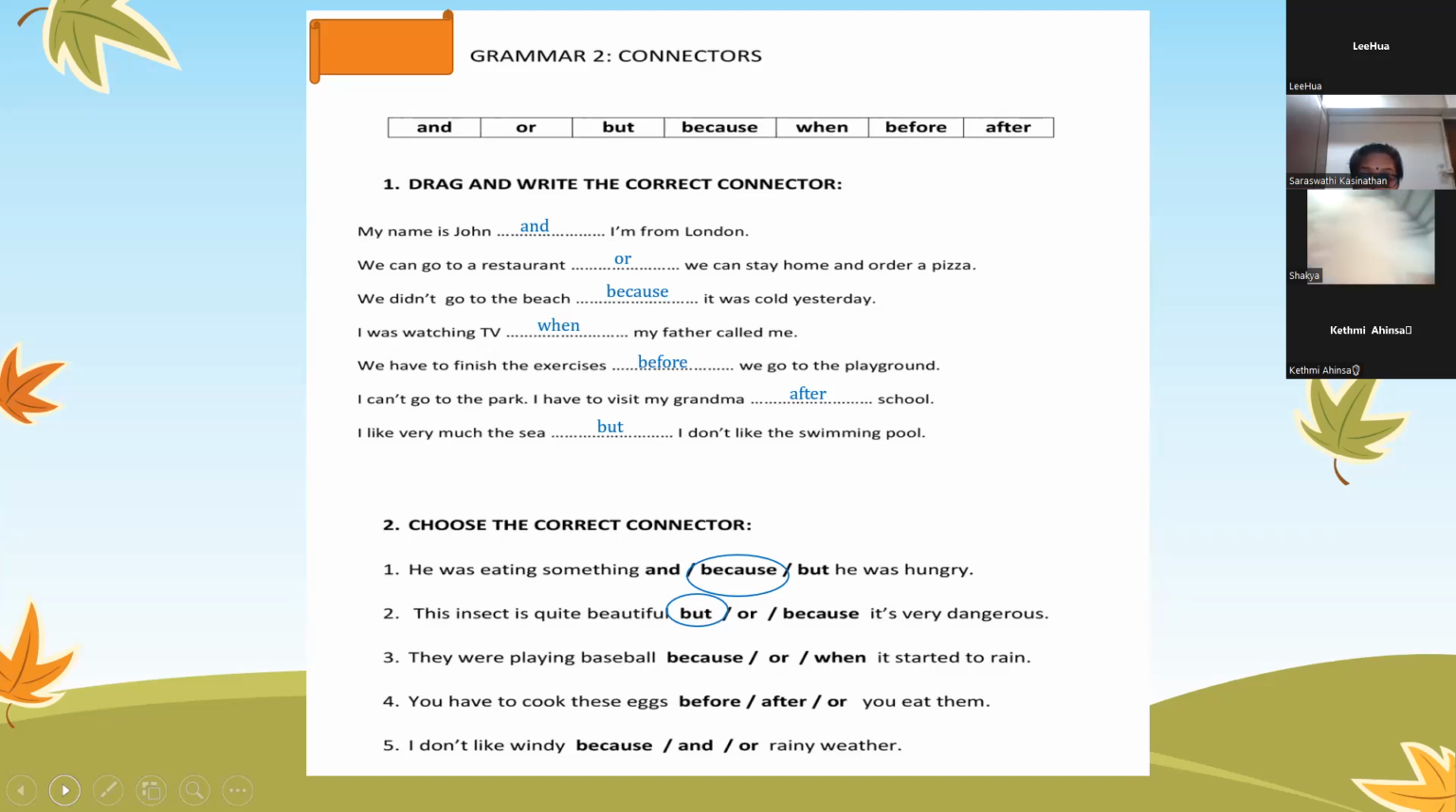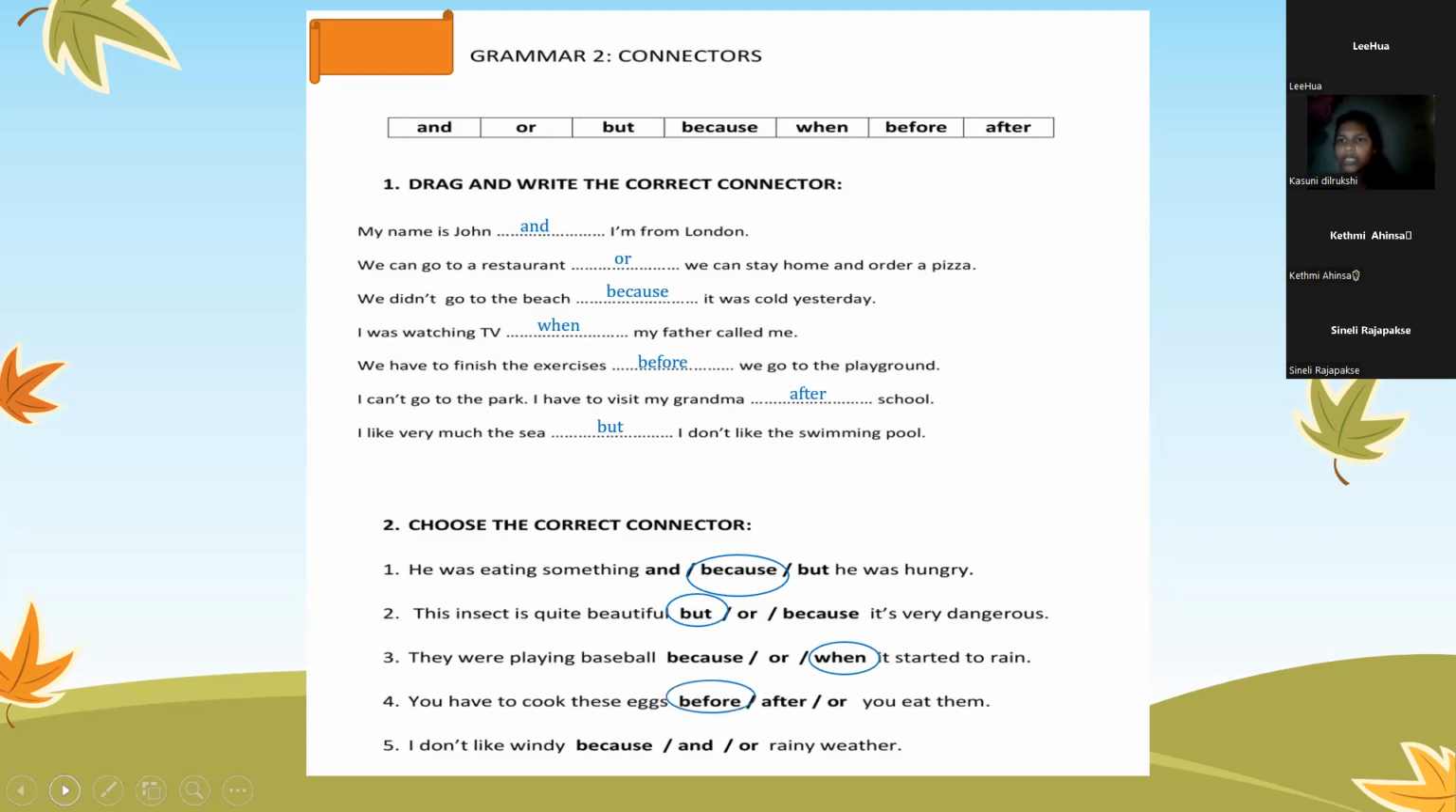Number 3. They were playing baseball when it started to rain. It started to rain. So what would be the answer? They were playing when. Very good. Yeah, when something was happening. Okay. Right. Next. Number 4. You have to cook these eggs before you eat them. Before you eat them. Excellent. Very good. Number 5. I don't like windy or rainy weather.